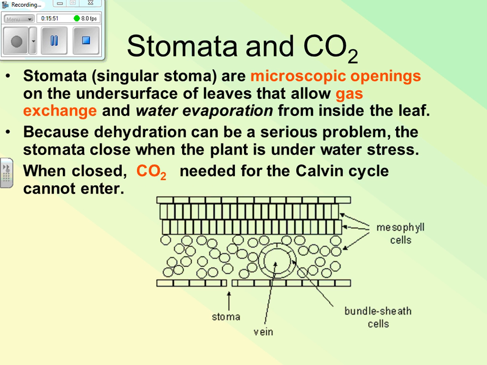Last a little bit about the structure of the leaf. You have stomata and CO2. Stomata are little openings in the surface of leaves that allow gas exchange and water evaporation from inside the cell. And because dehydration can be a serious problem, sometimes the stomata actually close when the plant is under water stress.